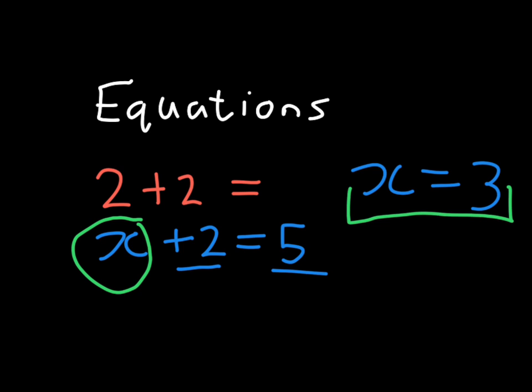So we can substitute this value for x back into our equation. So instead of having x in our equation, we can write 3, and then we say plus 2 equals 5. And as we can see, this is true because 3 plus 2 does in fact equal 5.